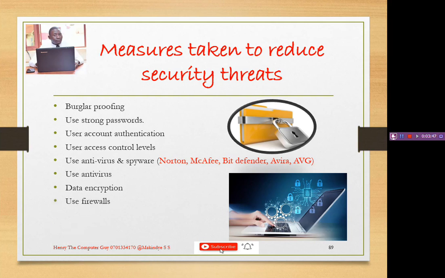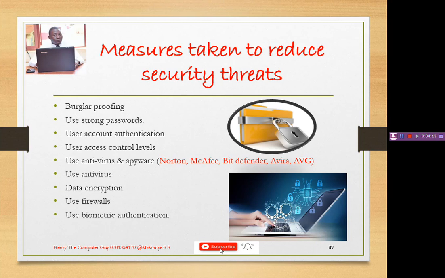We continue. Then you can use or install or activate what we call a firewall. A firewall can be a software or hardware element that can limit the unauthorized access to your computer. Whenever you're using your computer over a network, for example, activate your firewall to prevent those unauthorized accesses to your computer network.